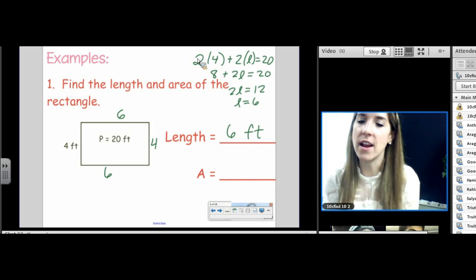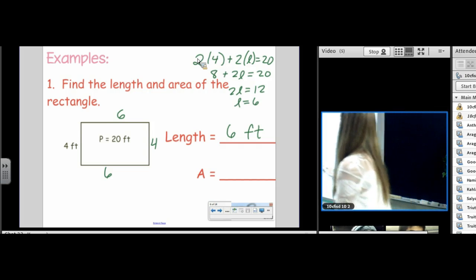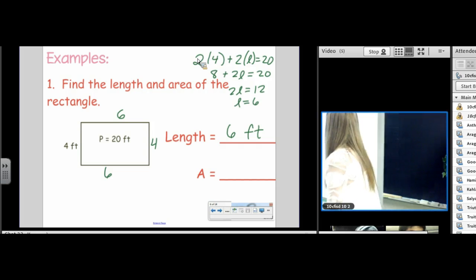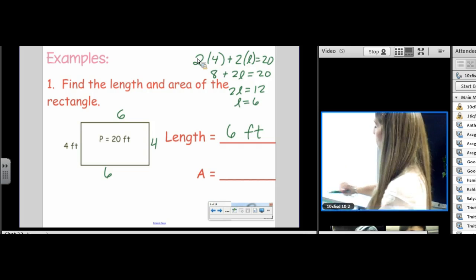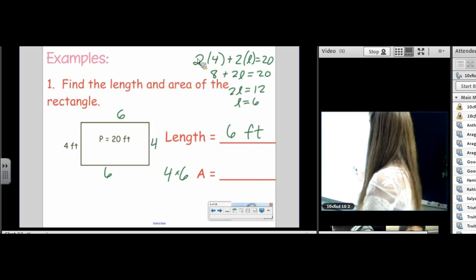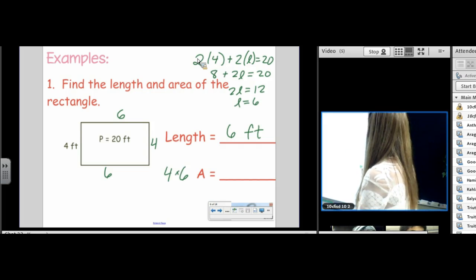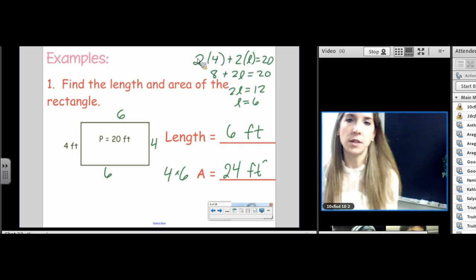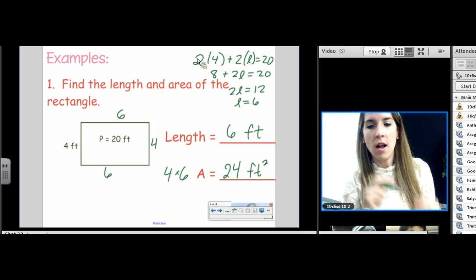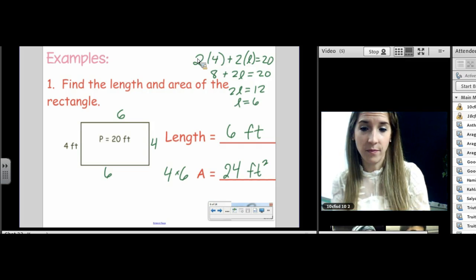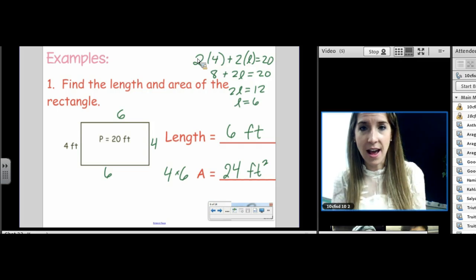And then the area, very good. How do you find area of a rectangle? Length times width or base times height, whichever way you put it. You're going to get 24 feet squared. So notice what I did on the units there. The length is 1D, so that's feet. The area is two-dimensional, 2D, so I put feet squared, okay?